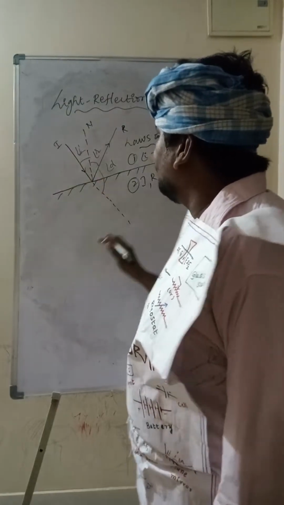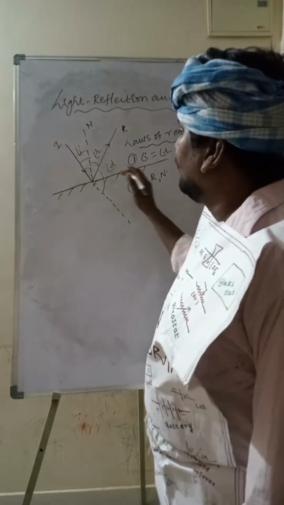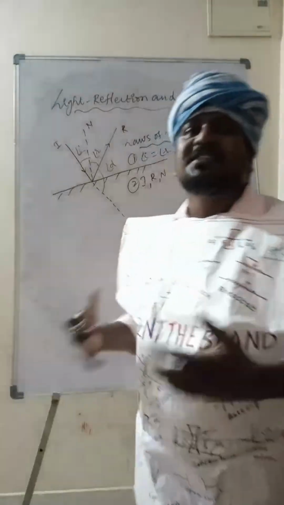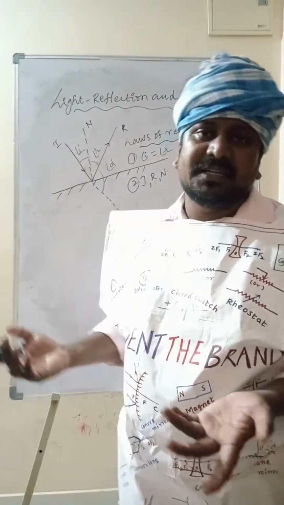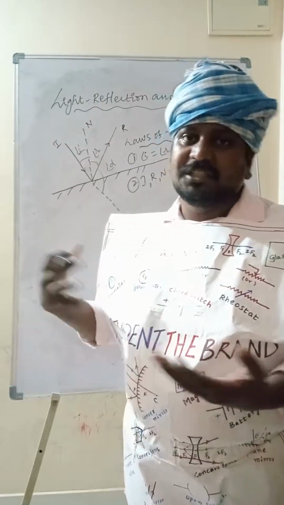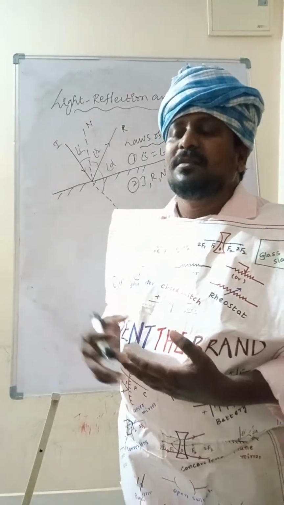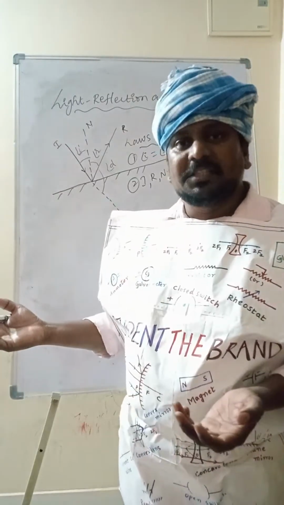Next, the angle of deviation will be discussed. Here, reflection is nothing but the bouncing back of light from the reflecting surface. The bouncing back of the light from the reflecting surface is called reflection of light.